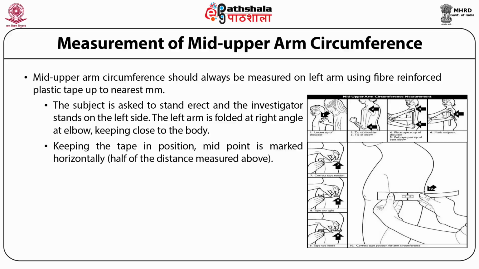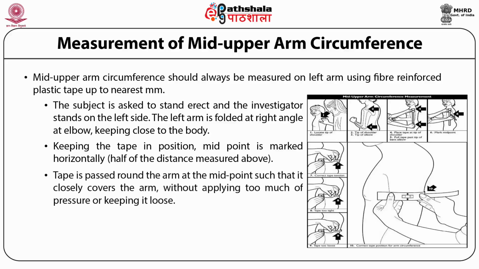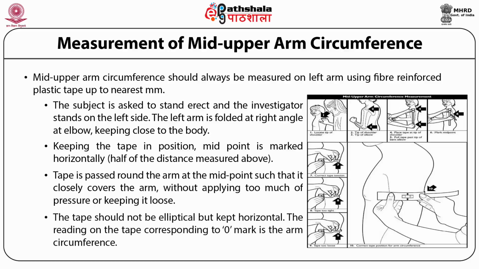Keeping the tape in position, the midpoint is marked horizontally, that is half the distance measured above. Then the arm is straightened and placed by the side of the body, hanging loosely. The tape is passed round the arm at the midpoint such that it closely covers the arm without applying too much pressure or keeping it loose. The tape should not be elliptical but kept horizontal. The reading on the tape corresponding to the 0 mark is the arm circumference.